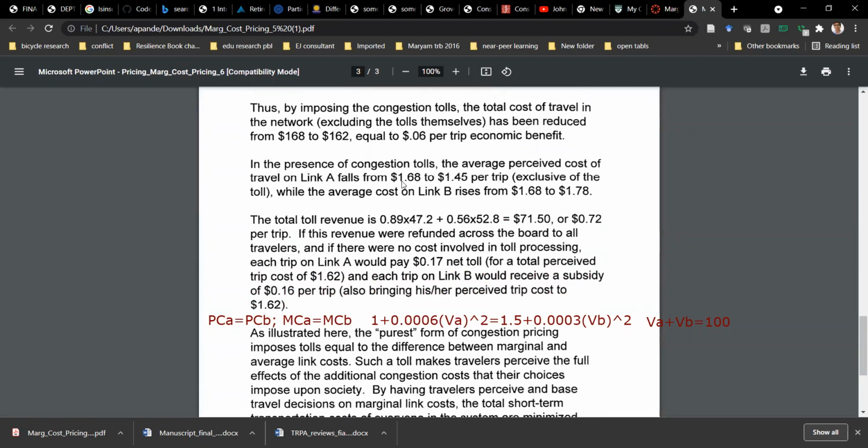So the perceived cost on link A goes from 168 to 145 per trip. The average cost on link B rises from 168 to 178. If you want to figure out the toll revenue in the steady state, it's 89 cents per person times 47.2 trips, plus 56 cents per person times 52.8 trips. That's about $71.50, or about 72 cents per trip.